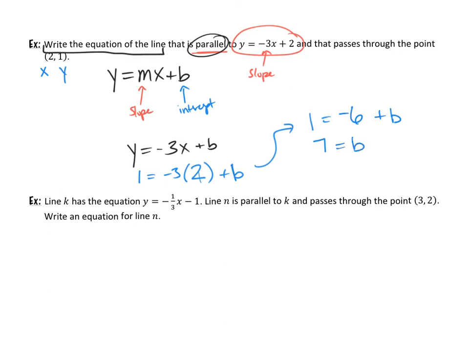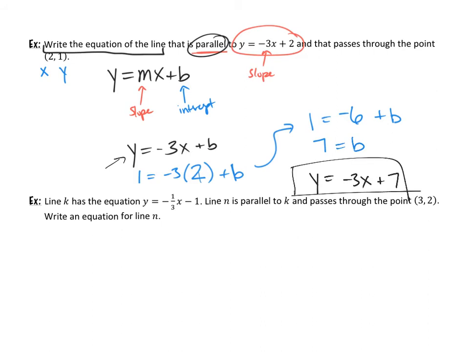Now I know what my intercept is, which means I can plug that in, and y equals, I'm going to go from here, -3x, and now I can substitute in my known value of b plus 7.